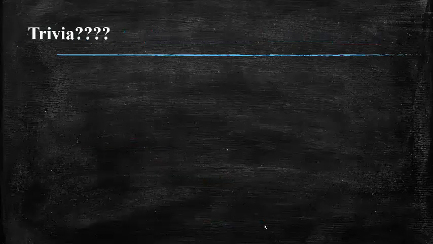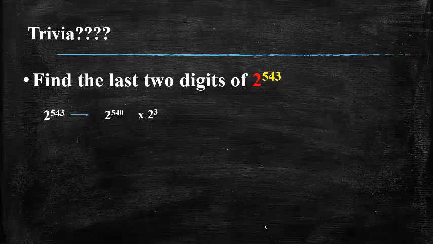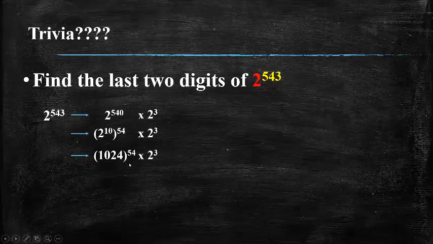The next trivia is you have to identify the last two digits of 2 power 543. So 2 power 543 can be rewritten as 2 power 540 into 2 cube. Again 2 power 540 can be rewritten as 2 power 10 the whole power 54, and I am rewriting this 2 power 10 as 1024 the whole power 54 into 2 cube. Any number that ends with 24 and has an even power will have the last two digits as 76. I'm rewriting the 2 cube as 8, so I'm just processing 76 into 8. That gives me the last two digits as 08. So for this particular value 2 power 543, the last two digits will be 08.